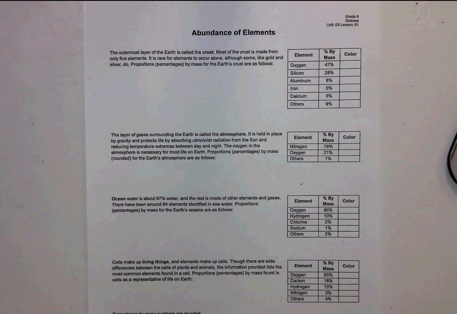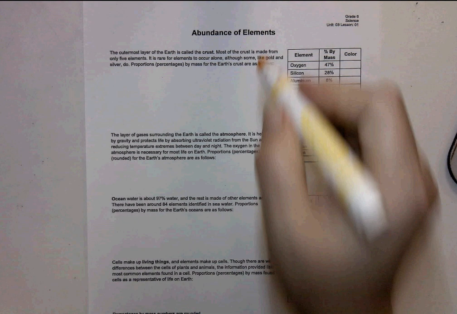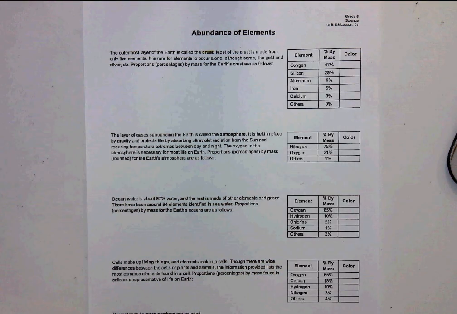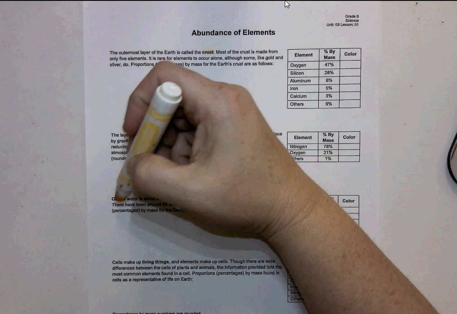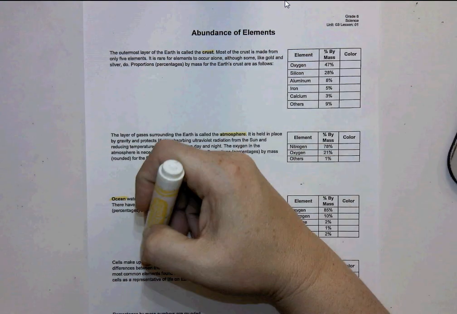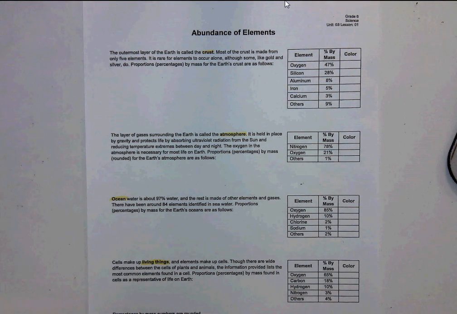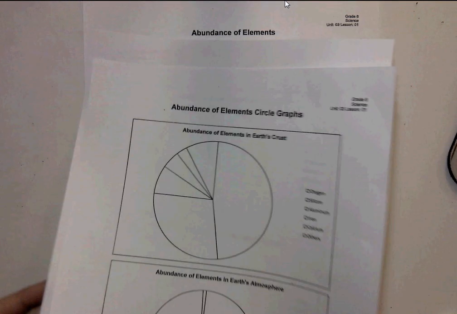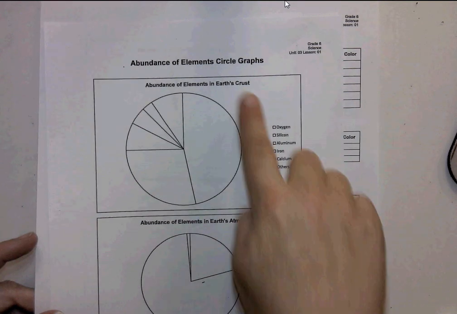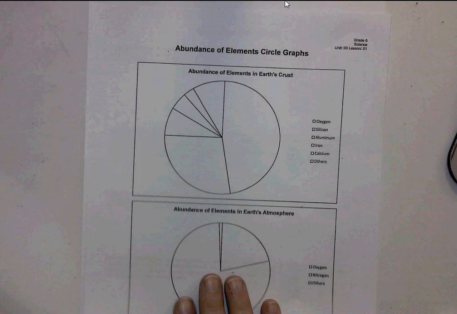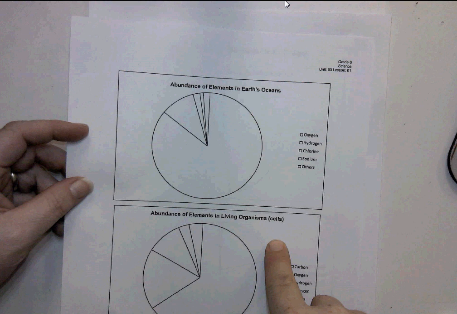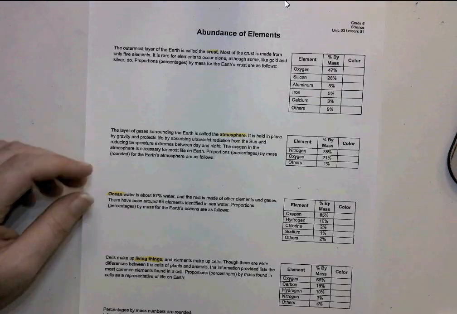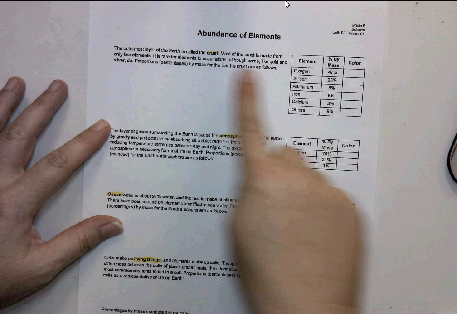You have a section that deals with the Earth's crust. You have a section that deals with the Earth's atmosphere. You have a section that deals with the oceans, and one that deals with being in living things. Okay? And so do the pie charts. You'll notice they match up: Earth's crust, Earth's atmosphere, Earth's oceans, and living organisms or living things. So, and then the charts go with the section.